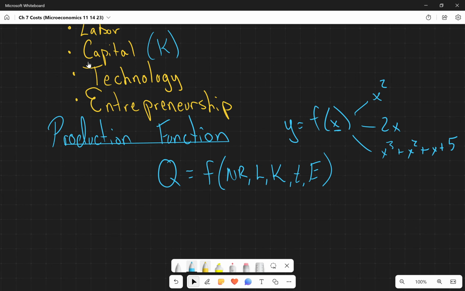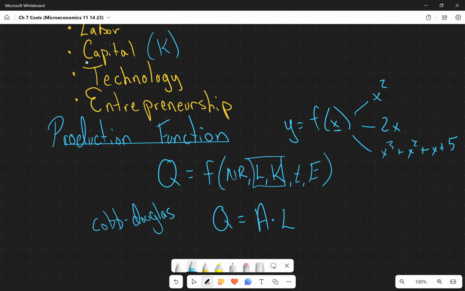So if we take our most popular production function, which is called the Cobb-Douglas production function, we simplify it to just being the capital and the labor, and it ends up being quantity is equal to some factor times labor to the 2/3 capital to the 1/3. So this is a version of a production function.